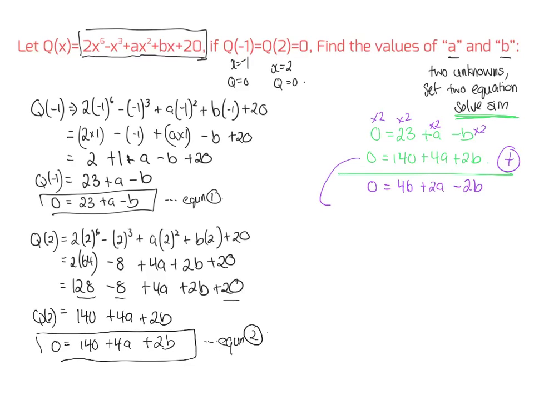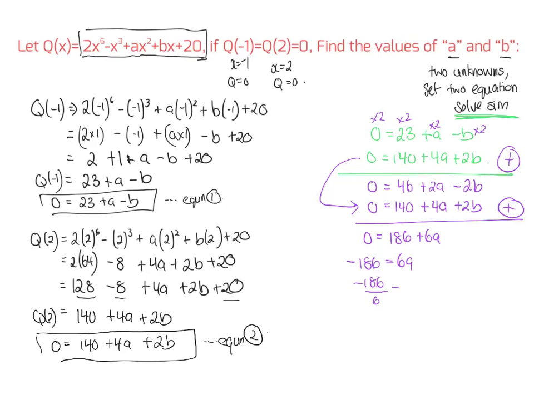And if I just rewrite this one again underneath, I've got 0 equals 140 plus 4a plus 2b. Now we can see when we add these, it eliminates the b. So I have 0 equals 186 plus 6a. And you can keep rearranging, so I could move the 186 to the other side and divide by 6. So we get negative 31 equals a. Okay, now we know a.